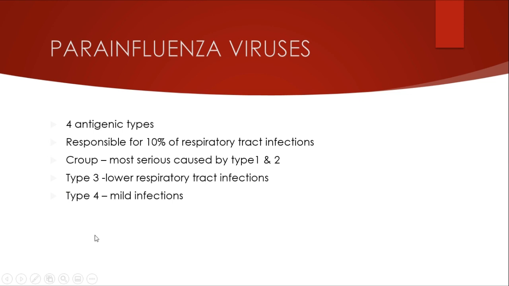Comparing with all the other three types, type 4 shows only mild infection. It was the latest addition to this list, identified in 1960, and can cause mild respiratory tract infections. It has two antigenic subtypes, antigenic type A and antigenic type B.